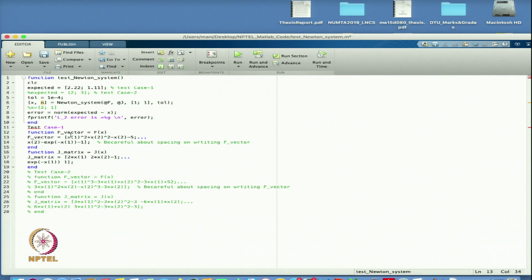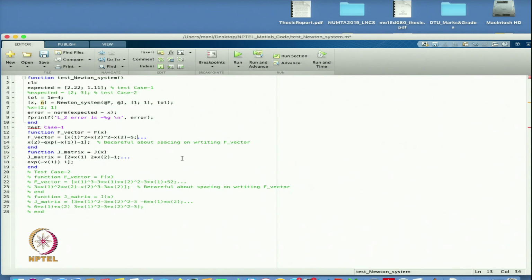So, this is my first function, and the second function gxy was y minus exponential minus x minus 1. So, that is the function value we have defined. We have defined a column vector with the fxy here and gxy here. Now, this is the first function we have defined.